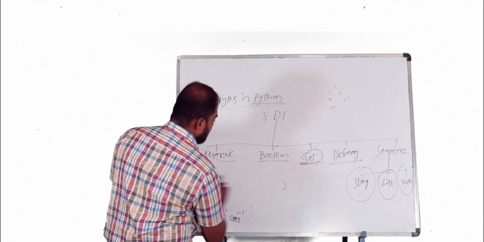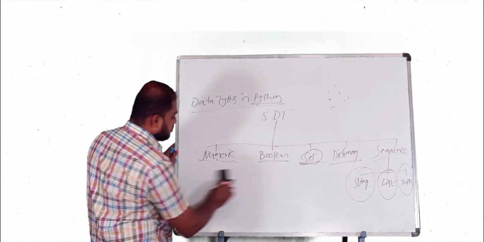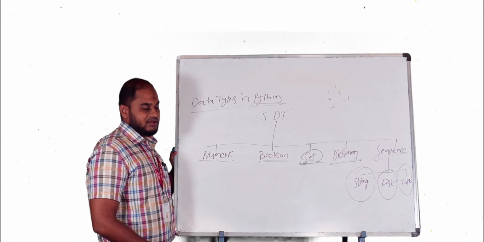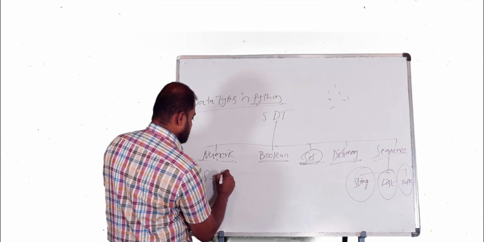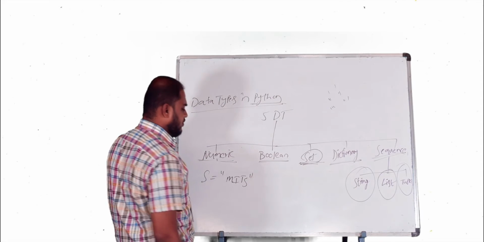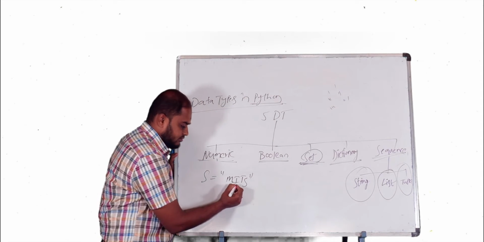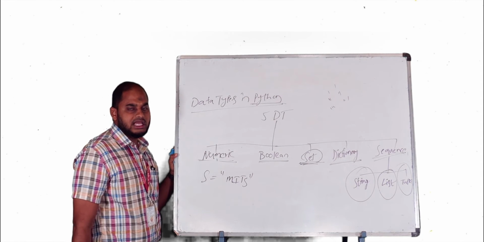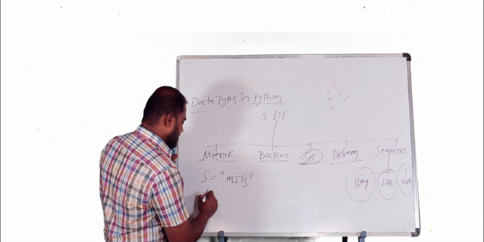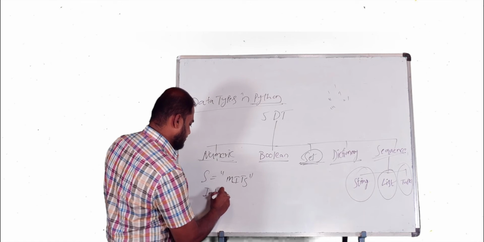For example, we want to check only some specific set of items. For example, I have S is equals to MITS. Now I want to access only I here. I need the output only as I. So for this we have a concept called indexing. What is it called? It is called indexing.